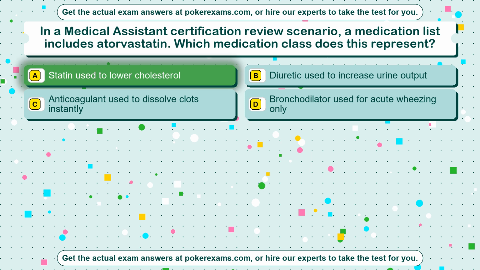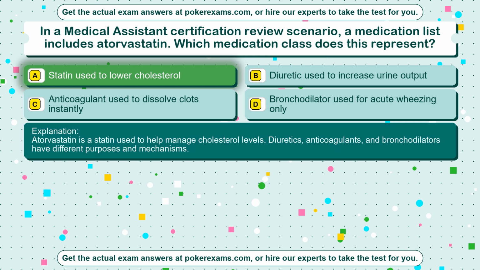The correct answer is option A, statin used to lower cholesterol. Atorvastatin is a statin used to help manage cholesterol levels. Diuretics, anticoagulants, and bronchodilators have different purposes and mechanisms.